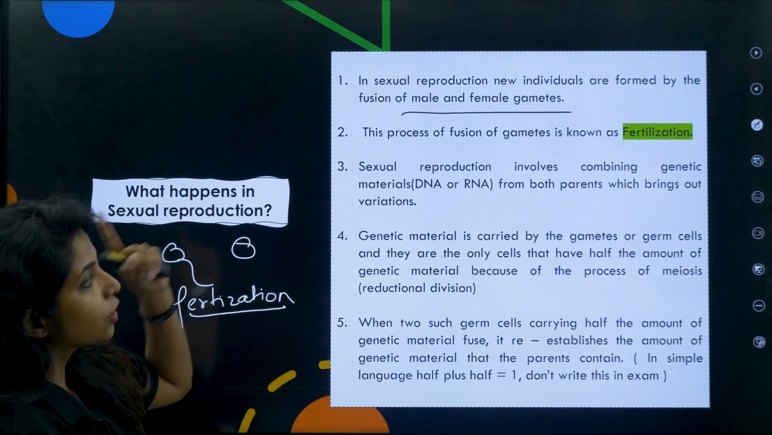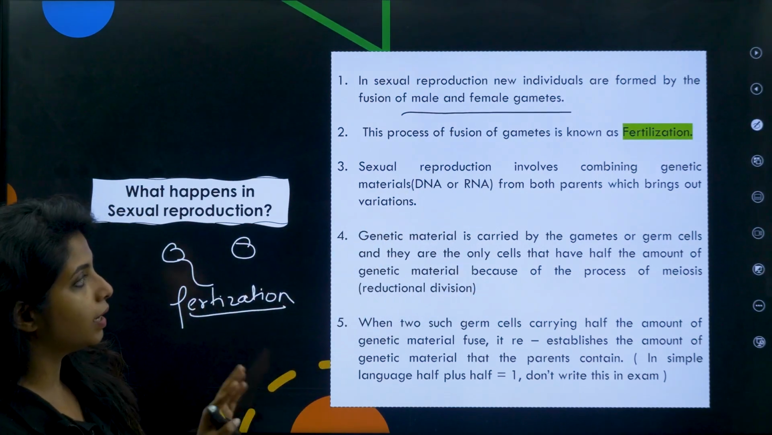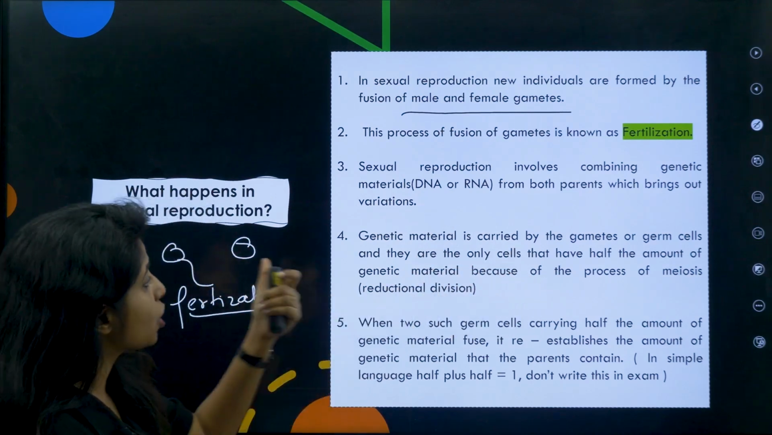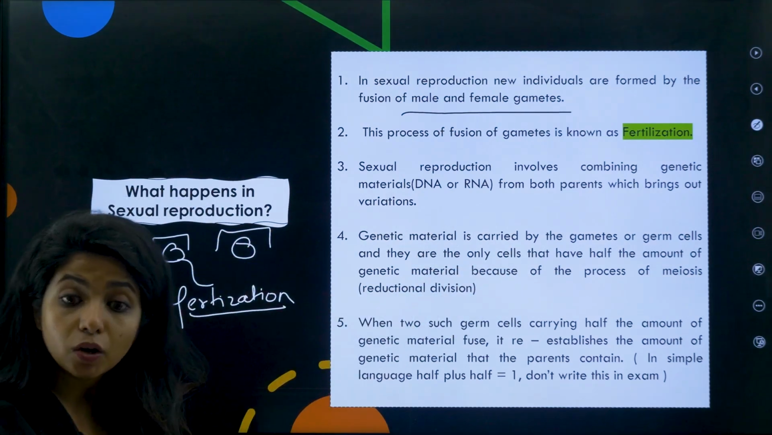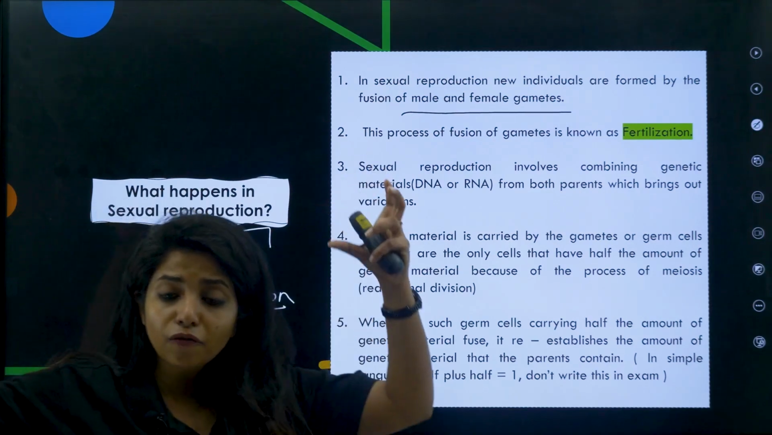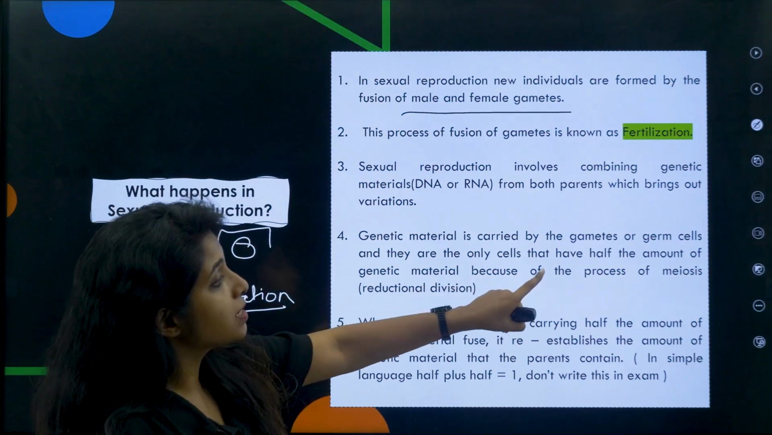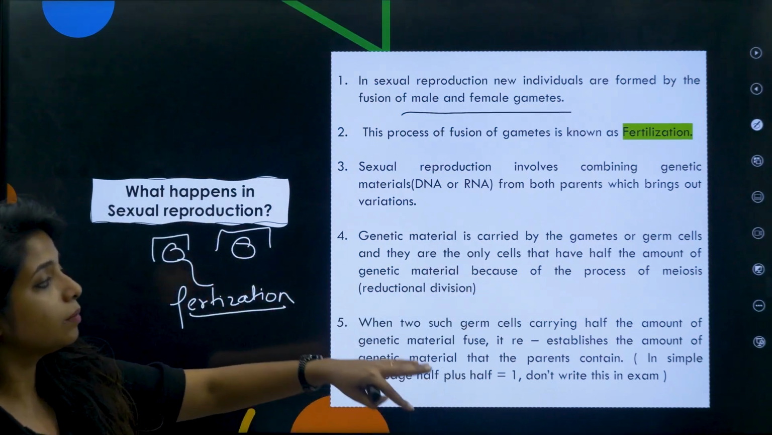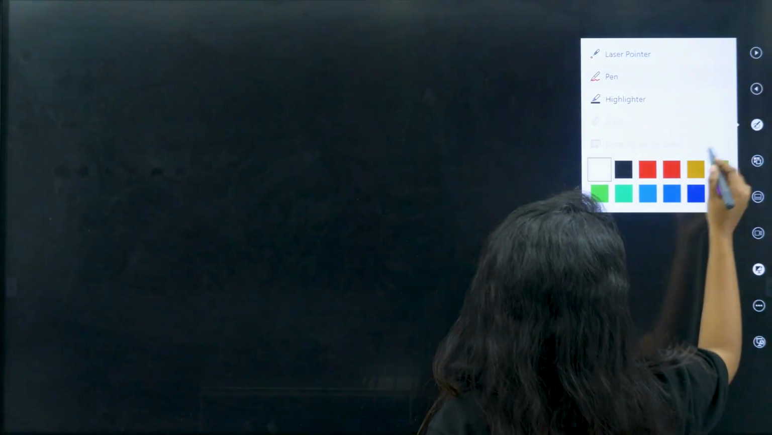Okay, second thing, sexual reproduction involves combining genetic material. We know that the DNA is basically combined. Genetic material is carried by the gametes or the germ cells. The gametes that you see are also cells. They also have the DNA, and these are the ones that carry the DNA from the parents. They are the only cells that have half the amount of genetic material because of the process known as meiosis, which is a reductional division, and it's a very important question.